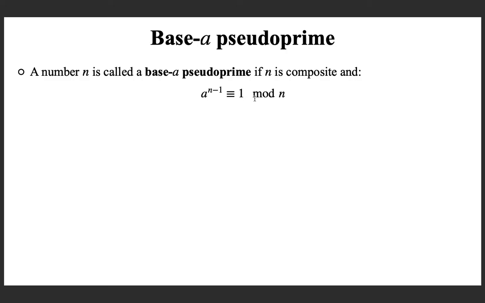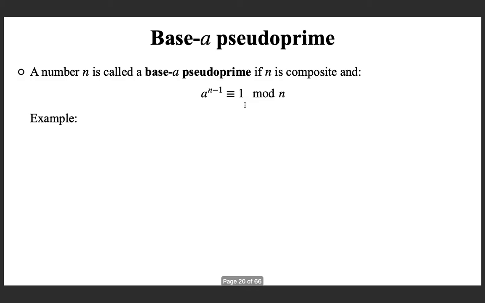And n is called a Bayes pseudoprime if, when you take an element A in the modular system Zn and compute its power with n minus 1 as the exponent, you get 1 as the result in the modulo n system. But it is not a prime number, it is a composite number. Such composite numbers are called Bayes pseudoprime.